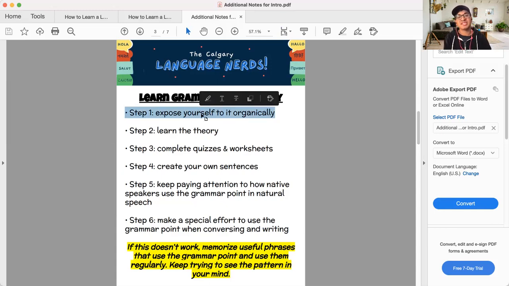I think a lot of people skip this and they don't do it organically. The first time they encounter something grammatically is someone introducing the theory to them, whether in a YouTube video, in a textbook, in a class. And I think that's a bit of a mistake. I think having organic exposure to it first is beneficial.